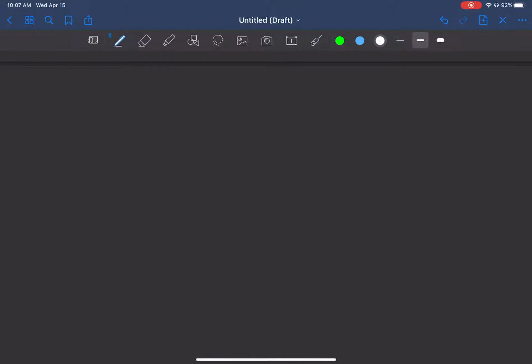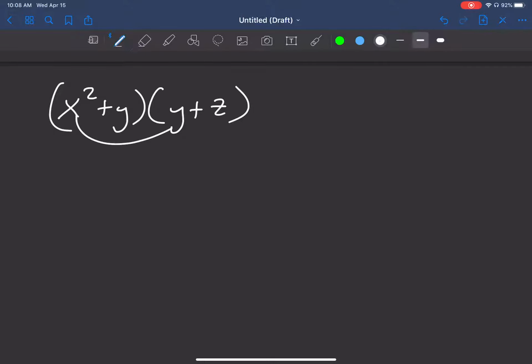Let's see, so number 3 is, which of the following is equal to x squared plus y times y plus z, right? So here we're just going to do our distribution. We'll do this for x squared, and then we'll do y here, right? So let's do what I said first. We do x squared times y, which is going to be x squared y. X squared times z is plus x squared z, right?